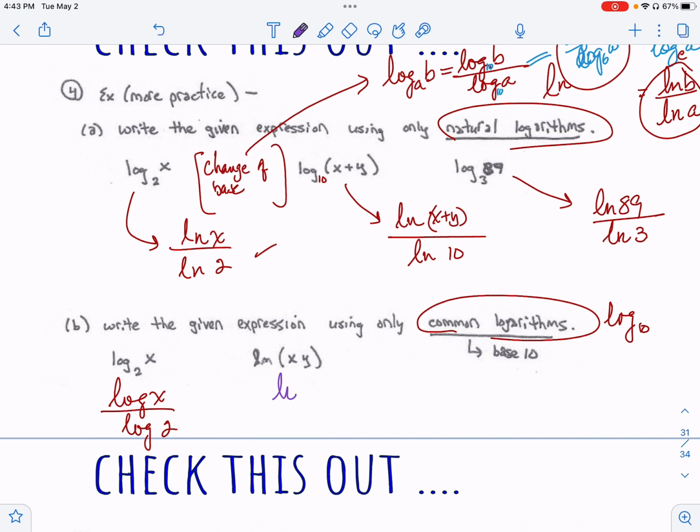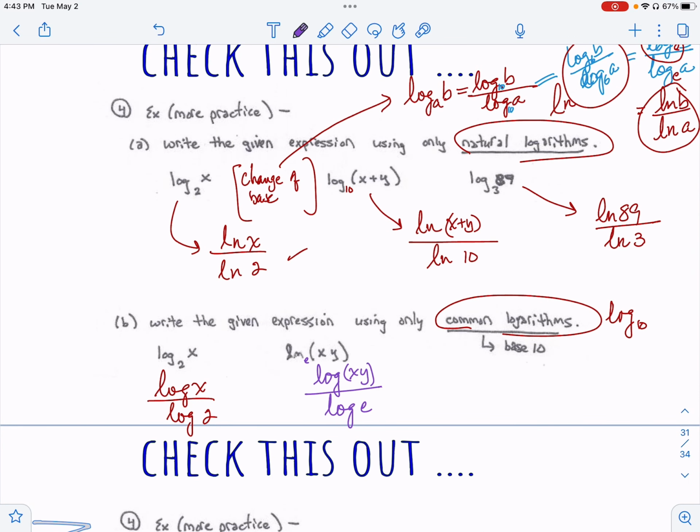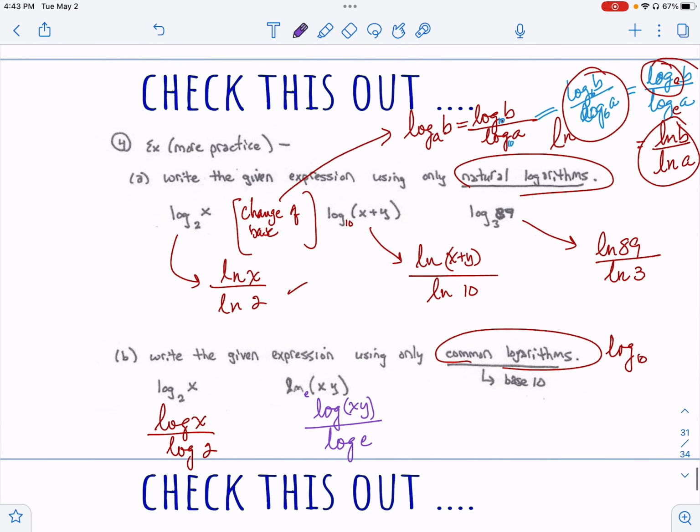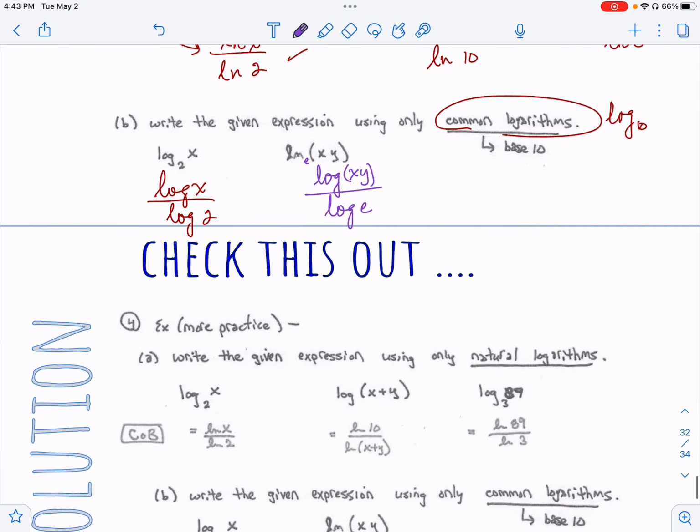This would be, that's natural log. So there's e here, which means natural log, but they want common logs. So log of x, y over log of e. They wanted common log, which is base 10, so I kept it as base 10. But again, we won't write base 10. I know this was kind of random, but change of base is kind of convenient because you can change the base to whatever you want, as long as you keep it the same base.